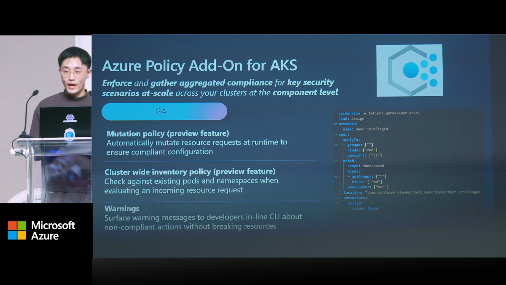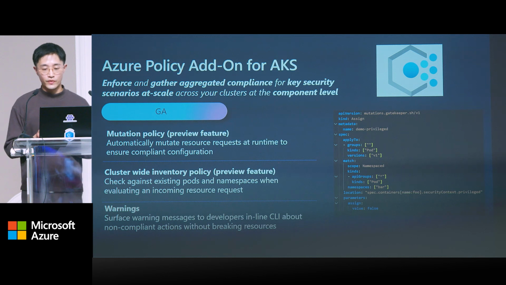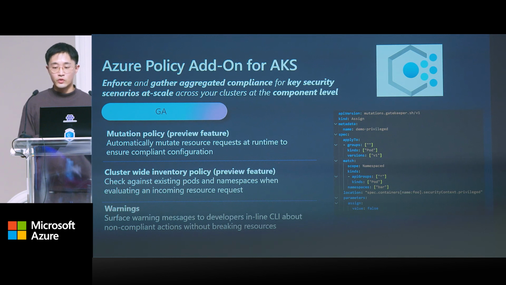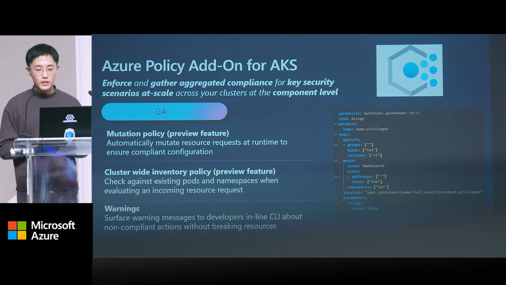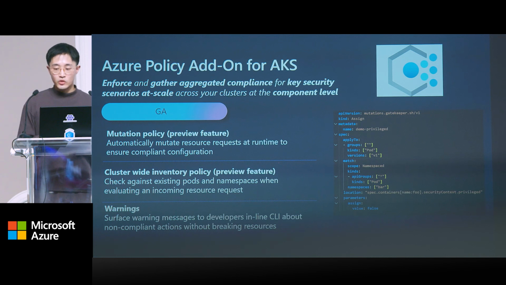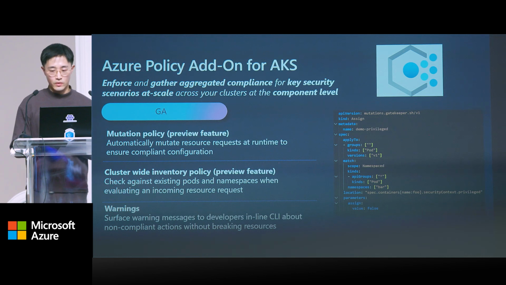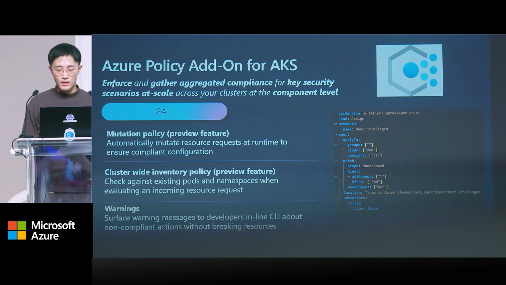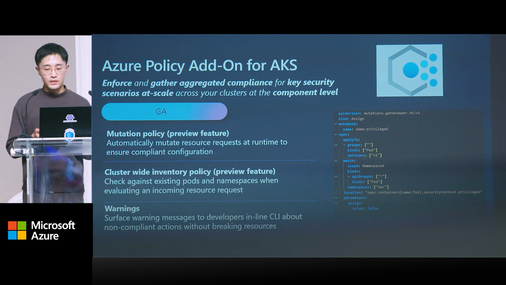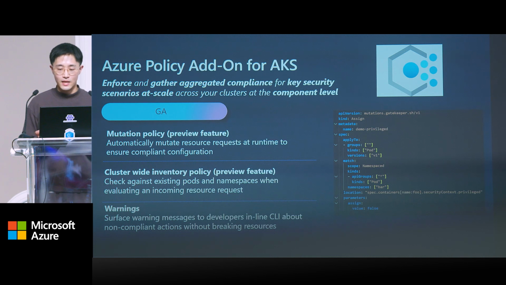With that being said, we have recently introduced three new features. The first two are the mutation policy as well as the cluster inventory policy. The mutation policy can help mutate requests even at runtime, and the cluster-wide inventory policy checks already existing resources. Both of them help you raise the compliance rate of your AKS cluster to a higher level.